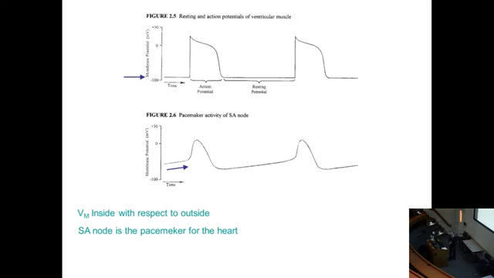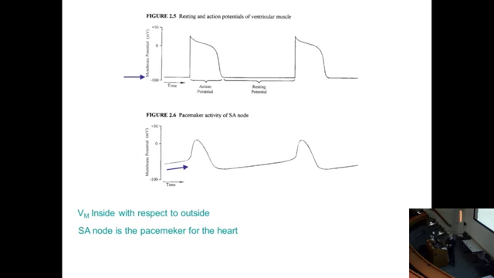So this is why the SA node sets the pace for the heart, because it depolarizes and it hits threshold, and it causes all the other cells to depolarize and hit threshold after that. The action potential propagates from cell to cell, and it stimulates them to contract, okay? So because we have this spontaneous depolarization going on, it sets the heart rate. The heart will beat every time you hit threshold.